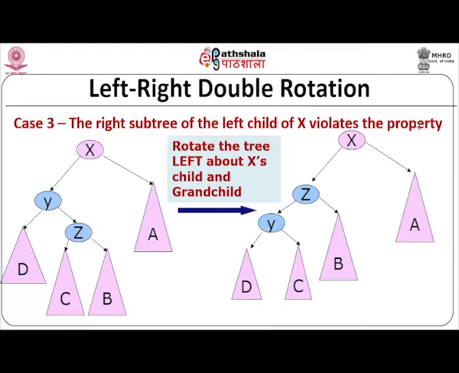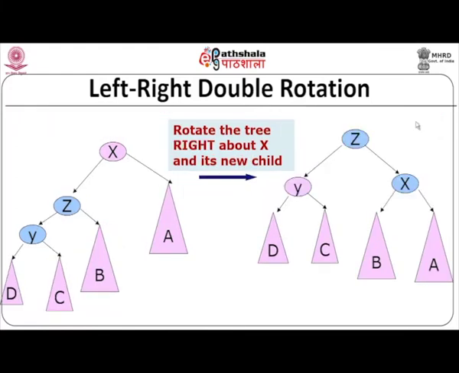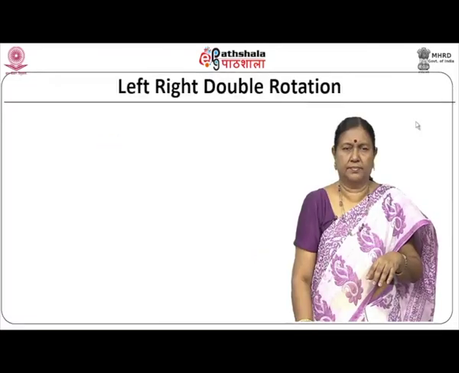So, the first rotation would be rotate the tree left about x's child and grandchild. So, you are rotating z with respect to y. This rotation is a left rotation which we have already done previously. So, that is what is being done. Now, you have the new tree with z and y, z and x. Now, you rotate z about x. What rotation? Right rotation. Rotate that is the tree we got, you rotate it and you get this.